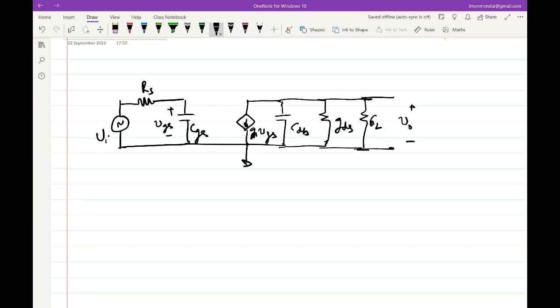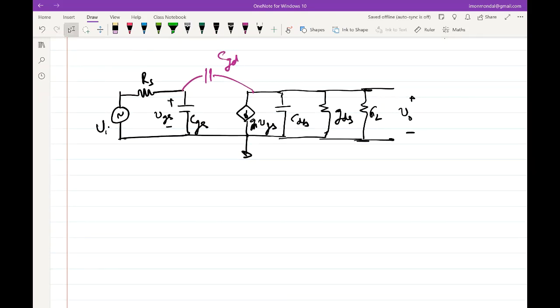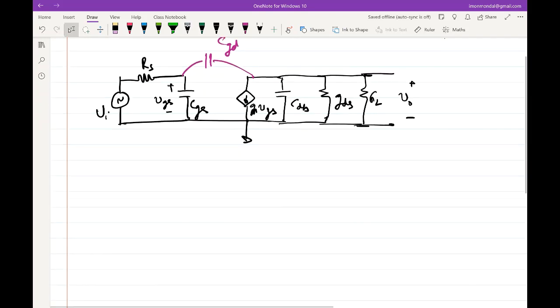However, now we have to put back one component which we have been neglecting, and we have to see whether this is something we can neglect or we have to deal with. Okay. And when we ended the last class, we were talking about the Miller effect. What was the Miller effect? A quick recap.